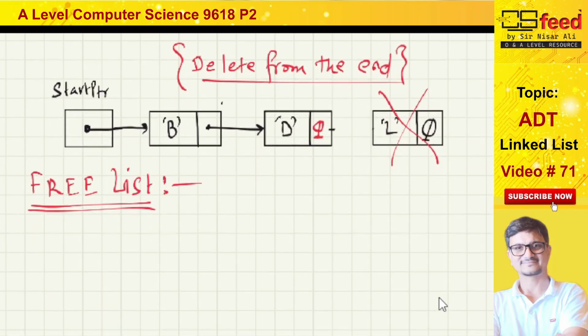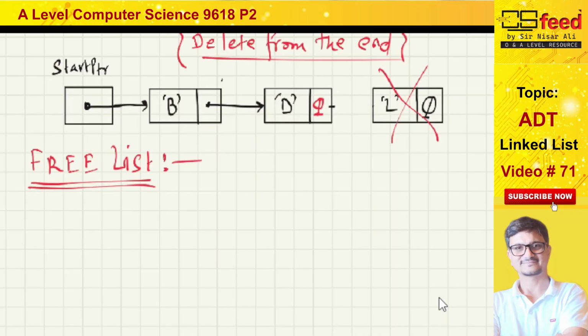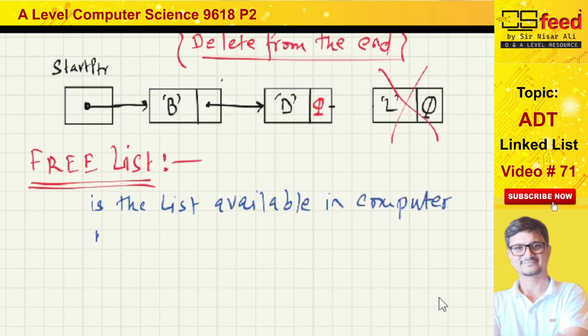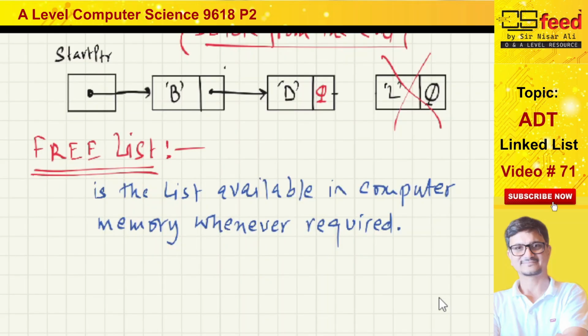All right. Now we'll do the same, but with the help of the free list. As I told you, what is the free list? You remember in the beginning, I told you that the free list is the list available in computer memory whenever required. So free list is available in the memory.